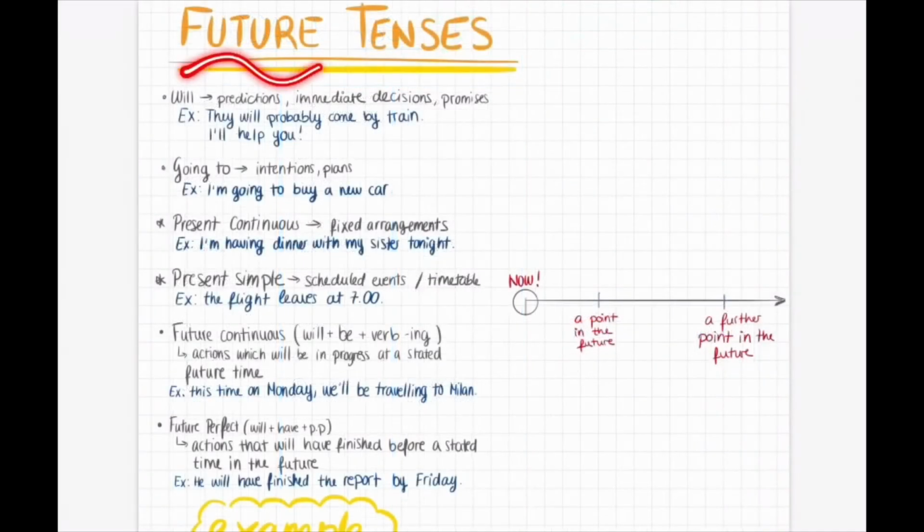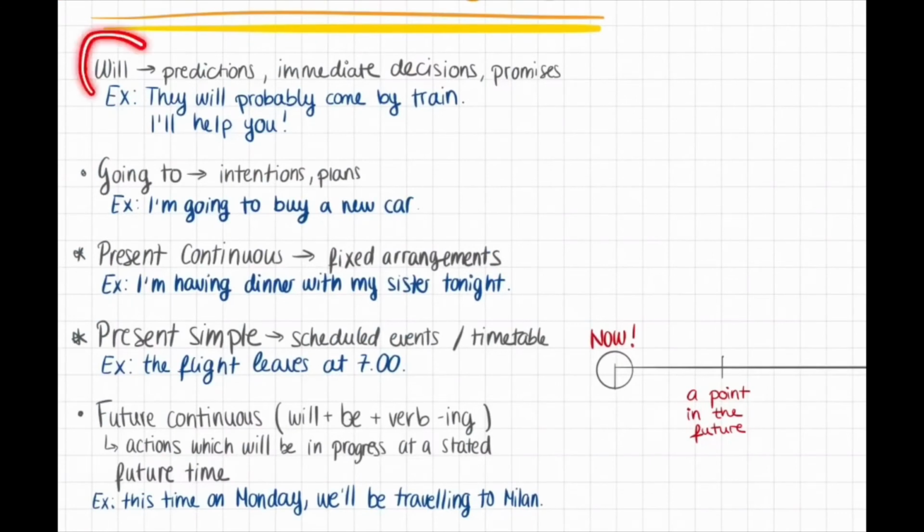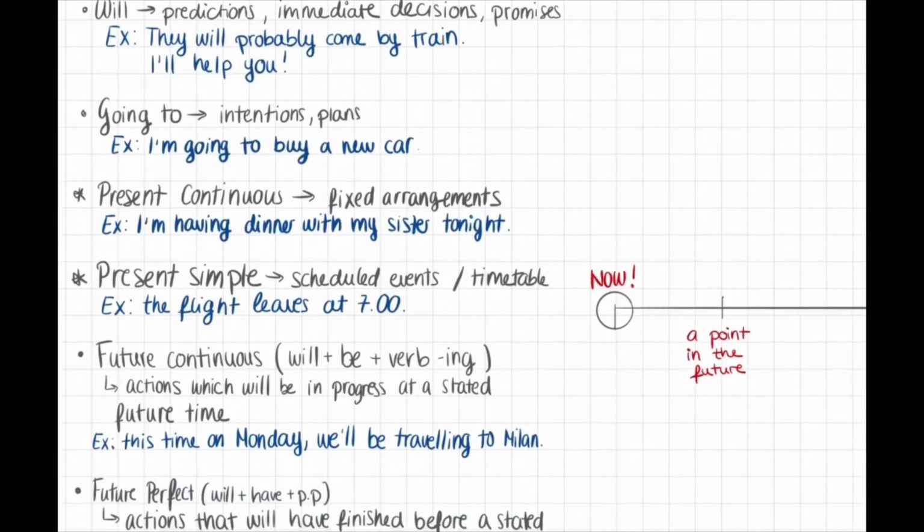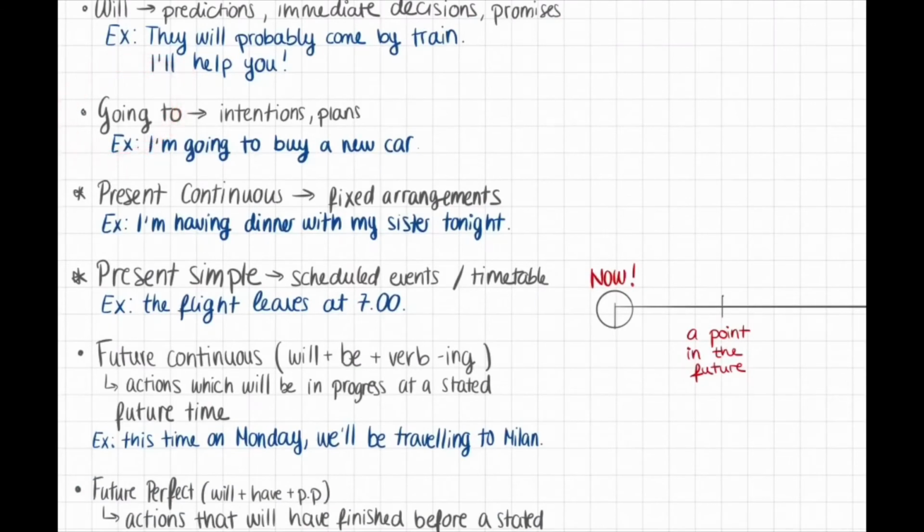So now we go with the future tenses. The first one is will. So that's for predictions, immediate decisions, and promises. For example, they will probably come by train. That's a prediction. I'll help you. That's an immediate decision. The next one would be going to. That's for plans and intentions. For example, I'm going to buy a new car. That would be an intention.